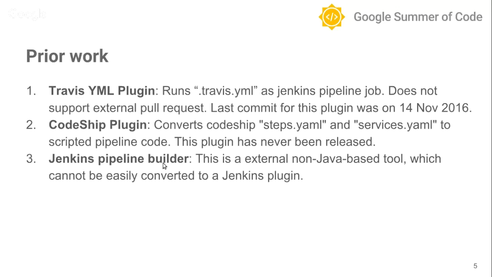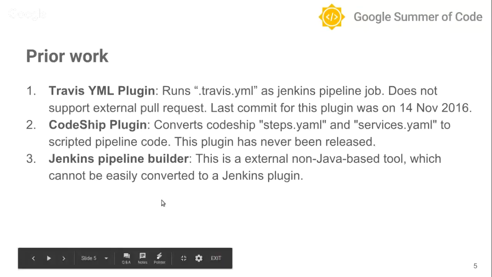And third is Jenkins Pipeline Builder. It's an external non-Java based tool which cannot be converted to a Jenkins plugin easily. It does pretty much everything and supports pull requests, and also it sends commit reports to everything. But the problem is that we cannot convert it to a Jenkins plugin easily.